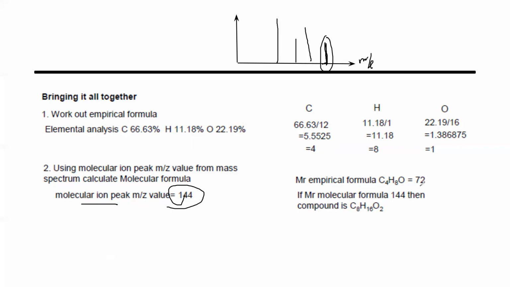Using the molecular ion peak and the empirical mass, you can find N, and N is the molecular mass divided by the empirical mass. Molecular formula is empirical formula times N. So you can find the molecular formula. Is it clear?